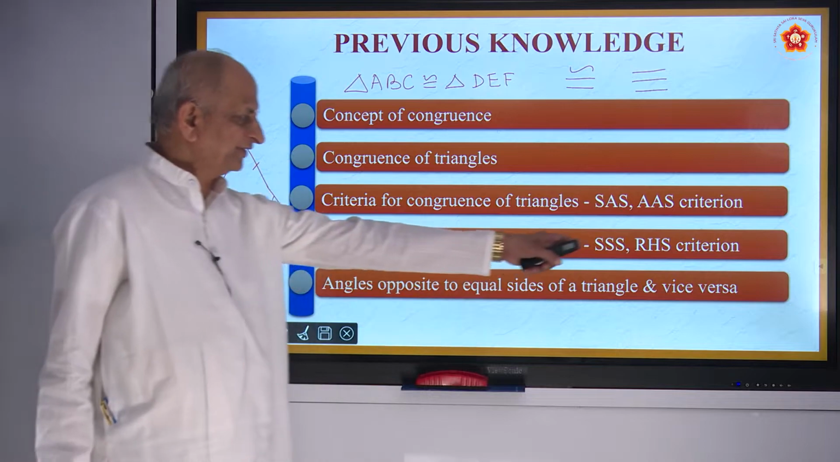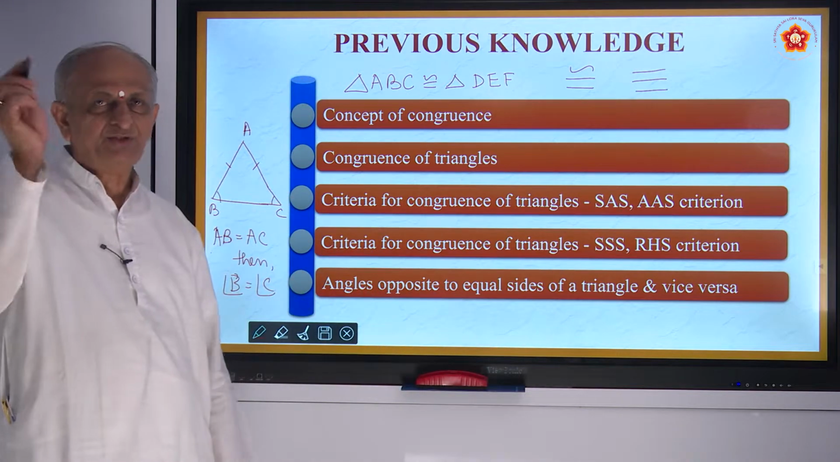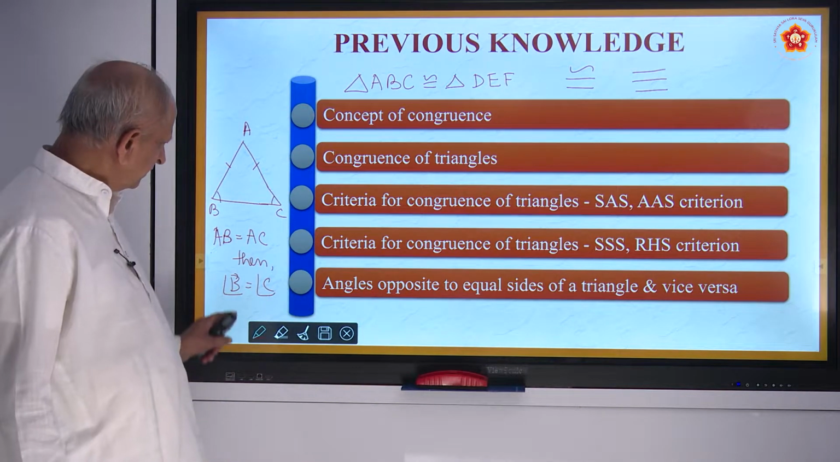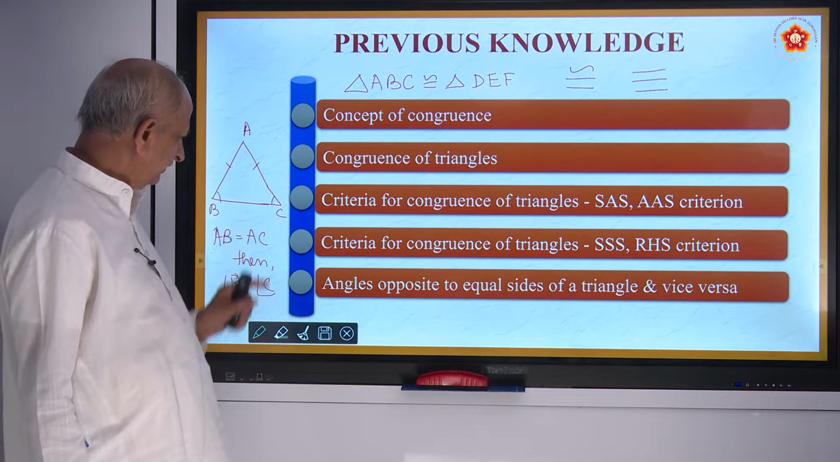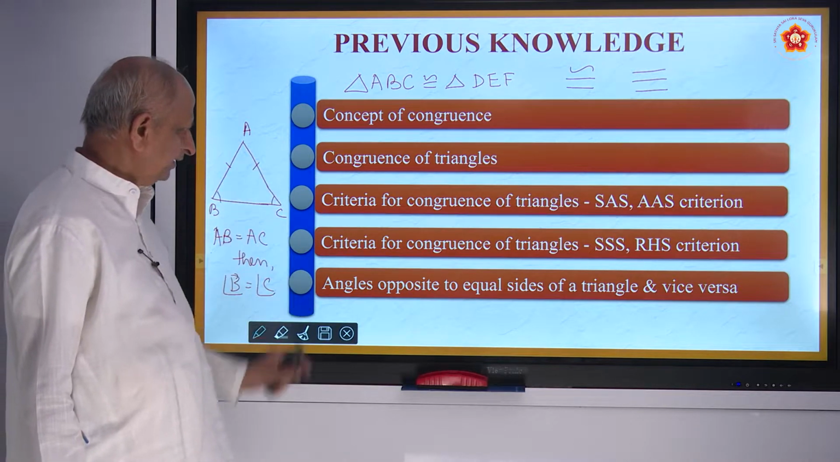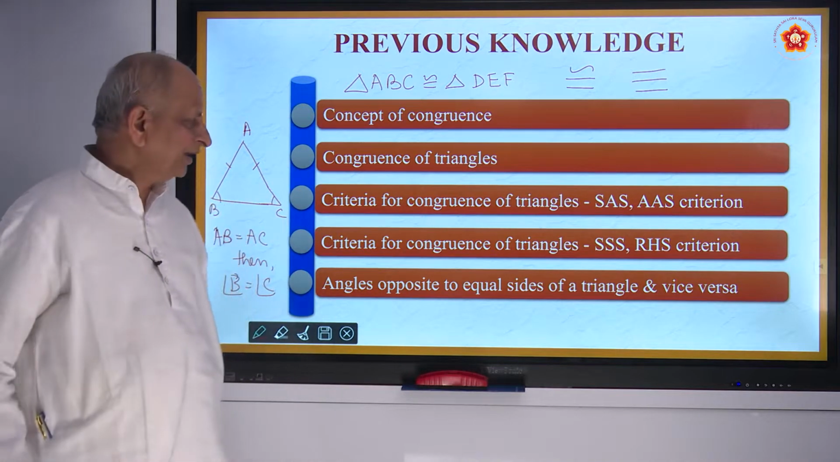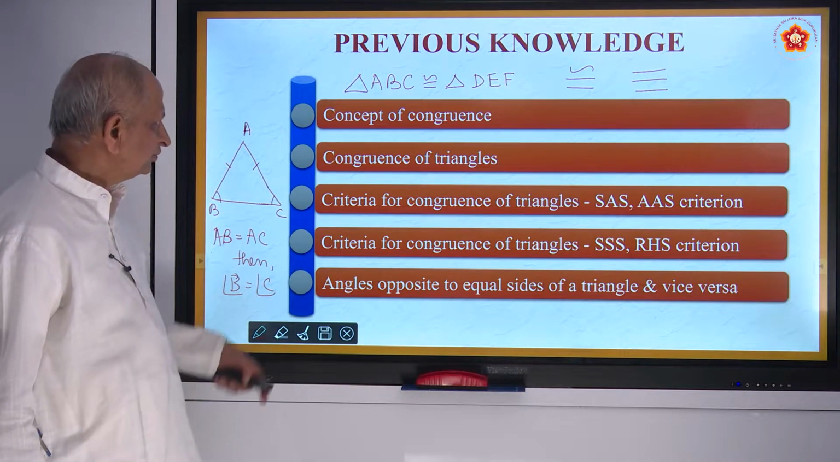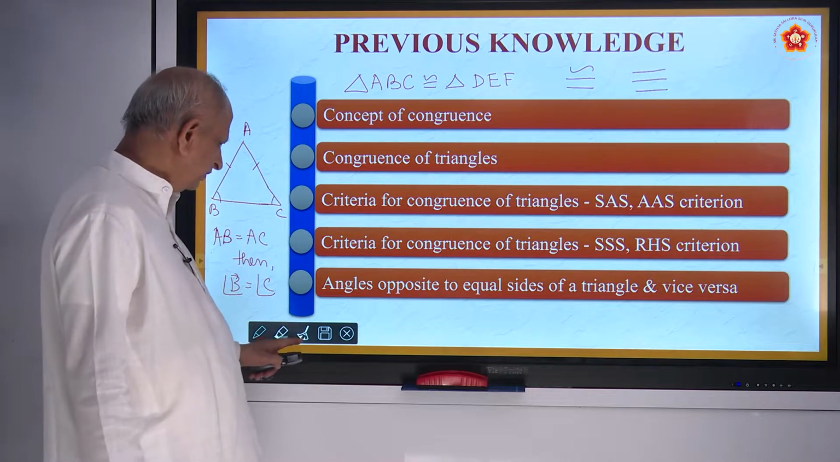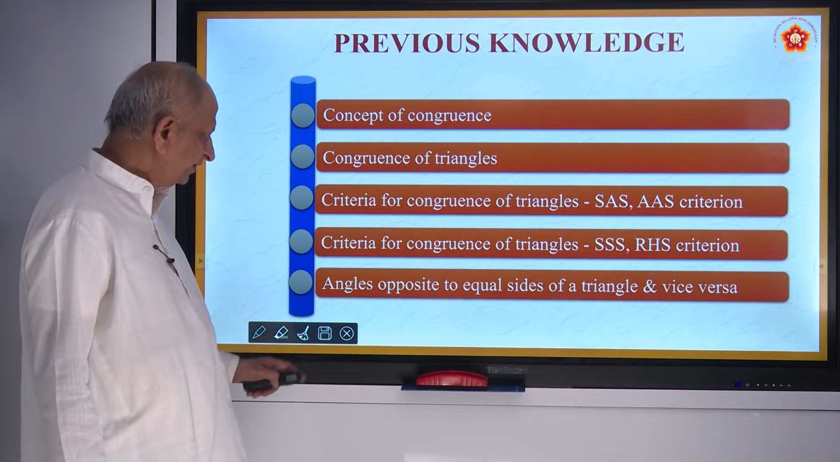Now what do you mean by vice versa? The reverse is also true. It means if angle B is equal to angle C, then AB is equal to AC. So what type of triangle is it? It is called an isosceles triangle. So these are some of the things which you have seen in the previous class.